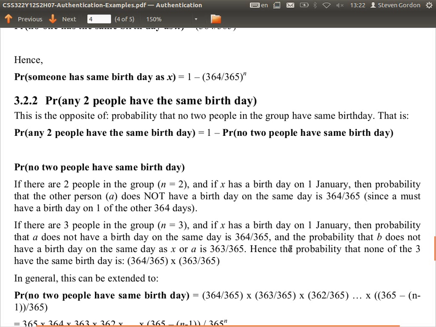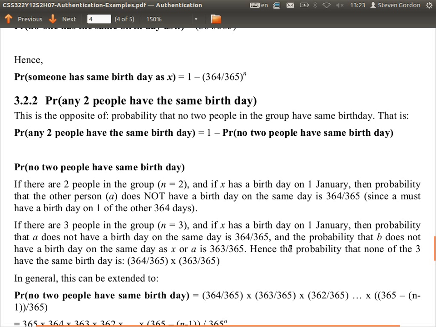That is, I have a birthday on the 1st of January. For the first person, the chance that they don't have the same birthday as the 1st of January is 364 over 365. There are 364 other days. And then the third person, the chance that they don't have the same birthday as me and that other person is 363 out of 365, because I have the birthday on the 1st of January. The other person, if they have a birthday on the 2nd of April, then the chance that a third one does not have a matching birthday: there are 363 days left. So for that person, the chance is 363 over 365.